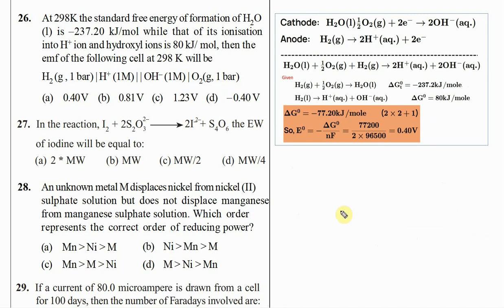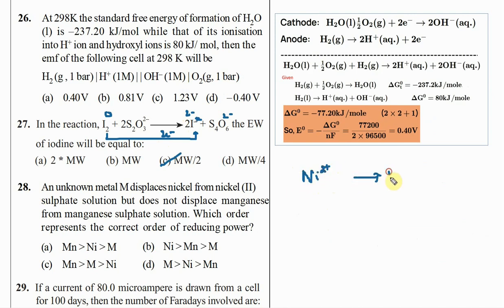27. What's the equivalent weight of I2? This is very simple. Sorry, this is jumbled here. I2 goes to 2I minus, so this is 0 going to minus 2, a 2 electron process, so molecular weight by 2. 28. Unknown metal displaces nickel from nickel 2 plus.